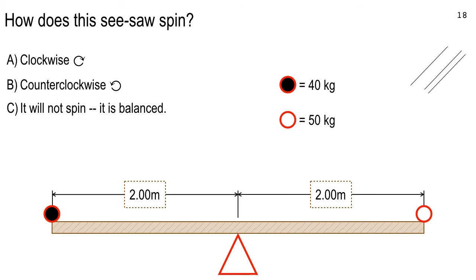Don't forget to look at those masses. The black dot is 40 kilograms, the white one is 50. So for the first few degrees of motion, if any, does it go clockwise or counterclockwise, or doesn't it go anywhere at all?